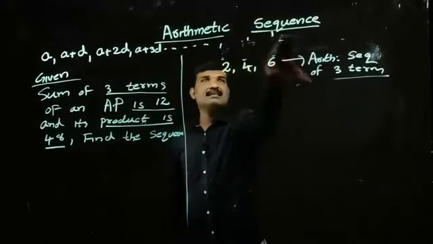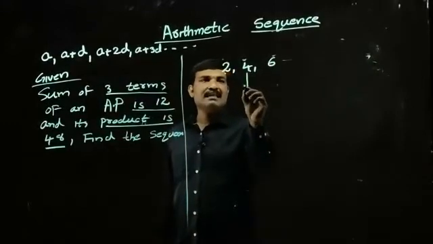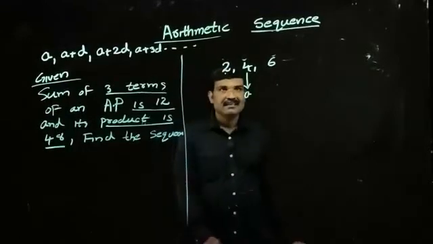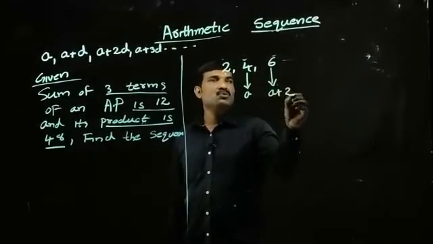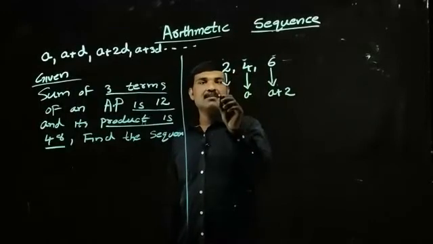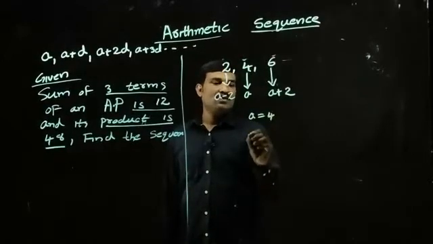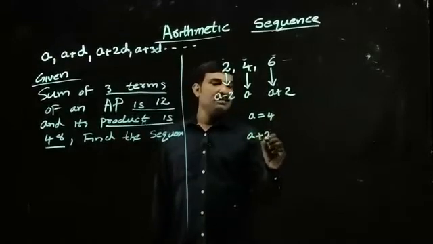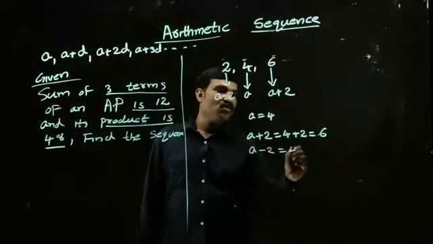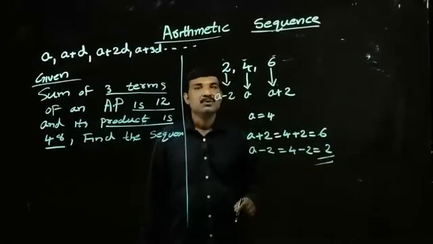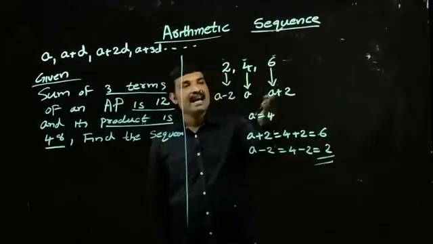So our arithmetic sequence is 2, 4, 6. Suppose I represent the middle term by the letter A. Then how do we get 6? 6 is equal to A plus 2. And what is the value of the first term? This becomes A minus 2. We know A is equal to 4. Then A plus 2 is equal to 4 plus 2, that is 6. And A minus 2 is equal to 4 minus 2, that is 2. So we can choose 2 as A minus 2, 4 as A, and 6 as A plus 2.